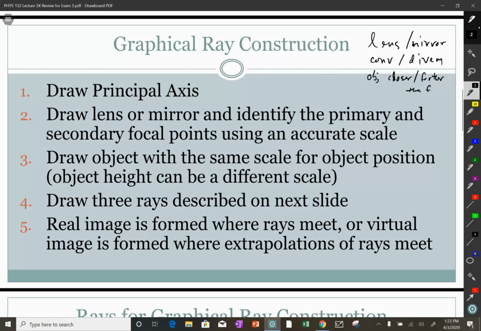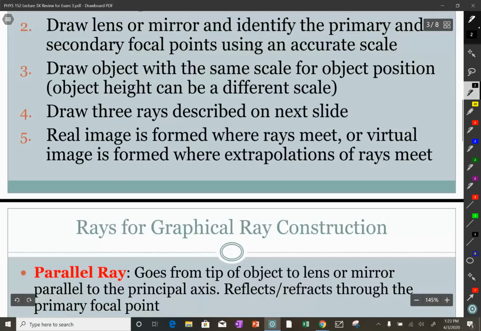And so you're going to need to draw the principal axis and then draw your lens or mirror, and make sure when you draw it, you identify the primary and secondary focal points using an accurate scale. So you do want to have a ruler available with you. Draw the object with the same scale for the position. The heights don't have to be the same scale, but your horizontal distances all need to be the same scale, and the heights a different scale. And then draw the 3 rays that I'll describe in the next slide, and then determine if it's a real or virtual image and where it is and so on.